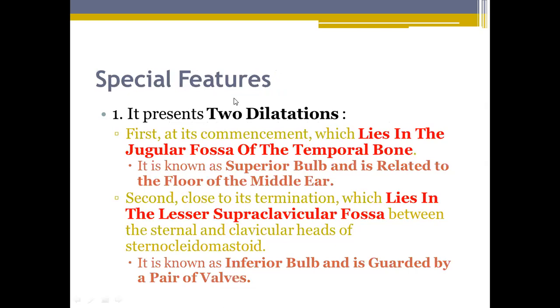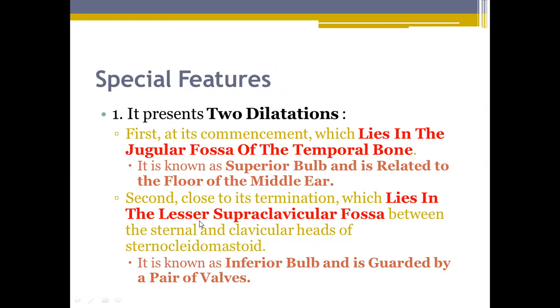What are the special features of the internal jugular vein? It presents two dilatations. First, at its commencement, at its beginning, which lies in the jugular fossa of the temporal bone, that is known as the superior bulb. It is related to the floor of the middle ear. So we say superior bulb of the internal jugular vein.